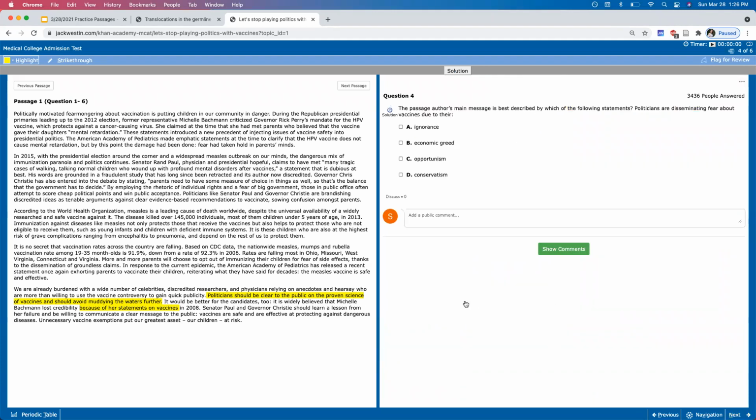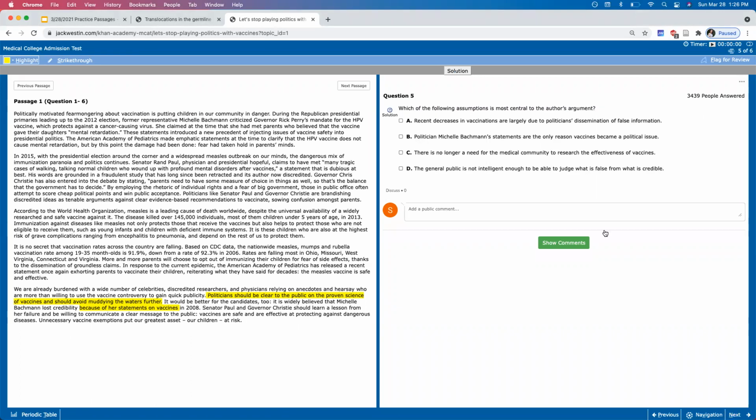Okay, what did you guys say for 4? Yeah, so we definitely talked about the politicians seeming kind of like talking about vaccines to get publicity. So that's like an opportunity for them. That's why C is definitely the best answer. Okay, number 5.